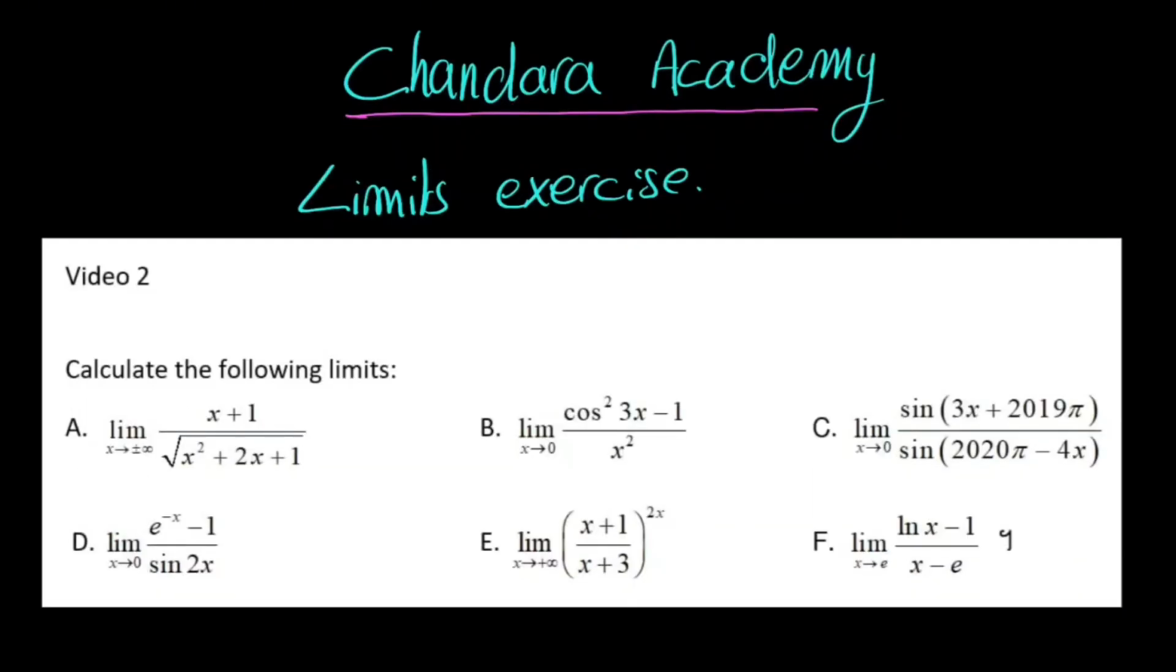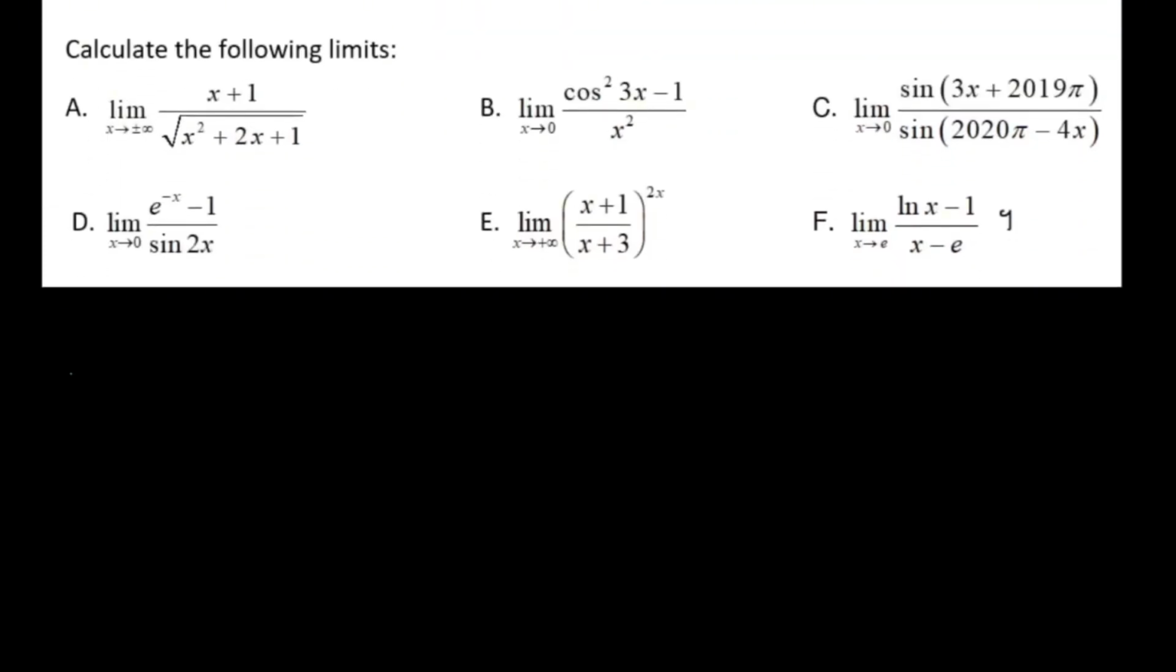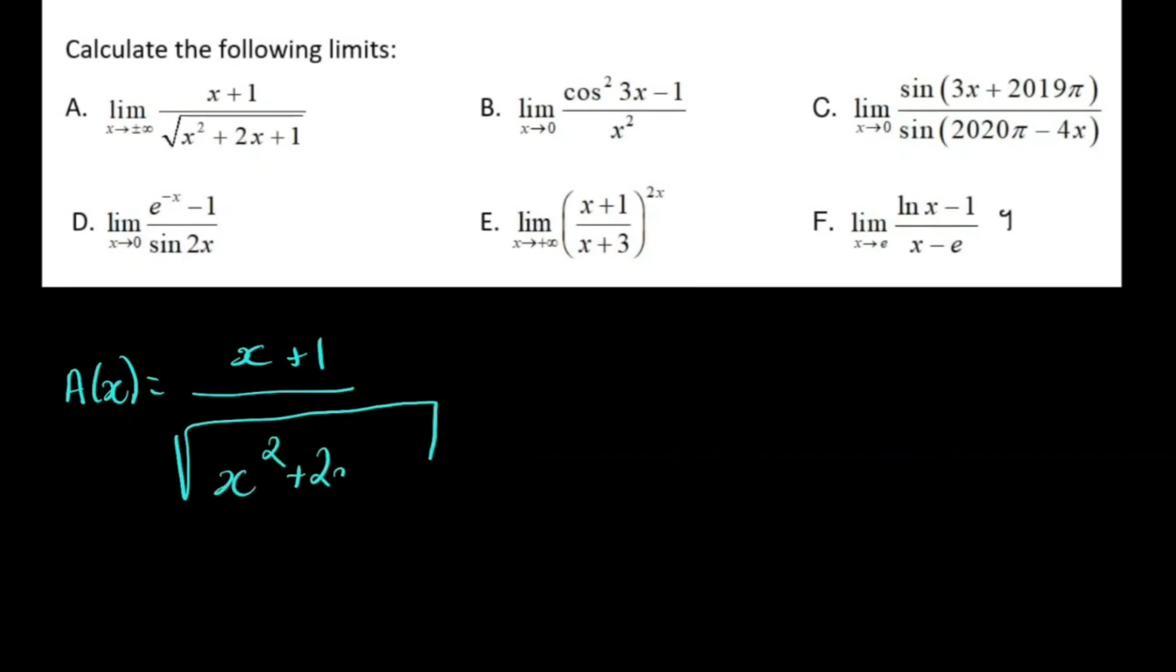Today we are going to solve an exercise about limits. Let's start with the first expression. A of x is equal to x plus 1 over square root of x squared plus 2x plus 1. And we want its limit in plus and minus infinity.